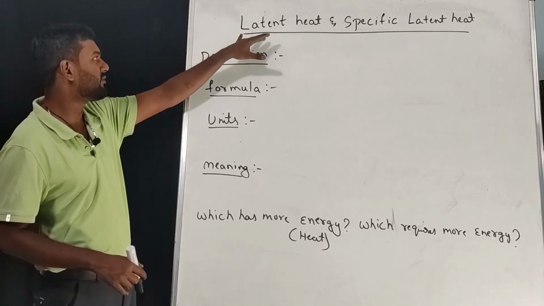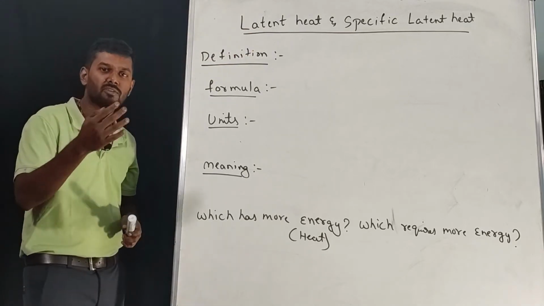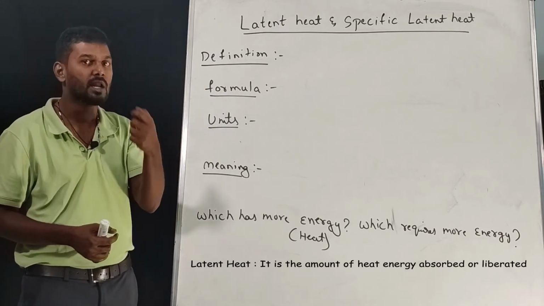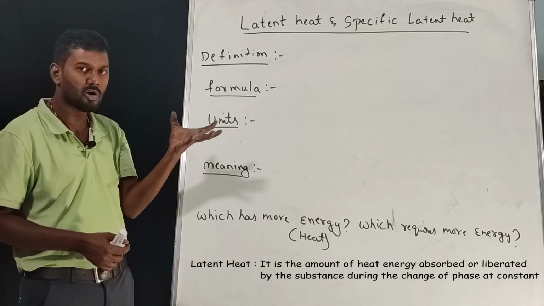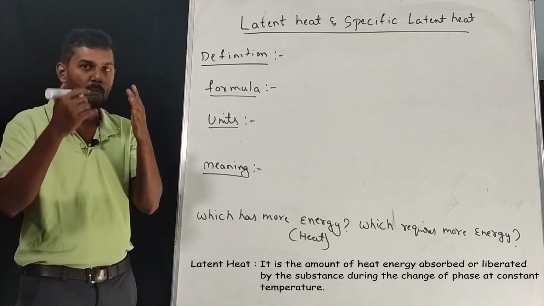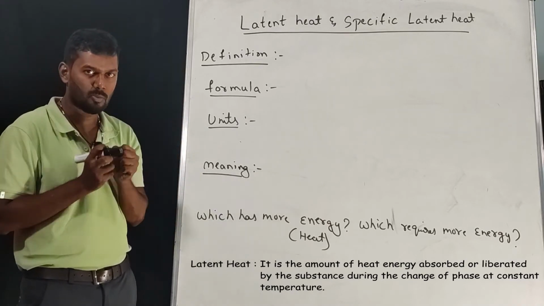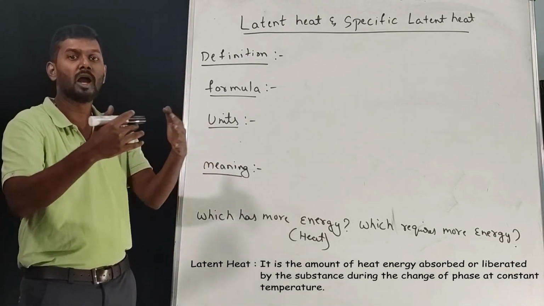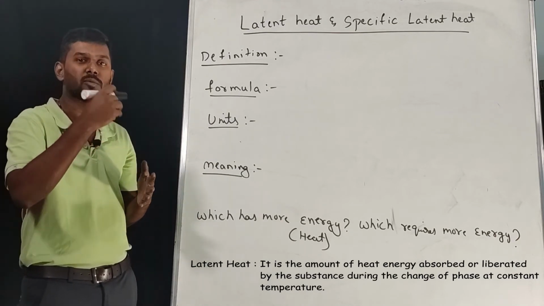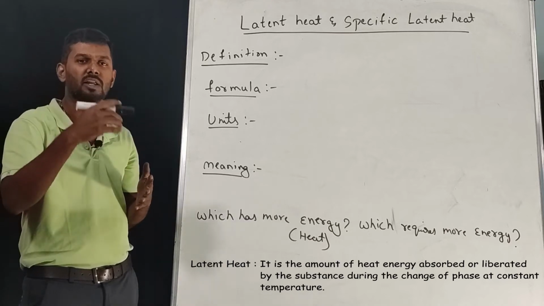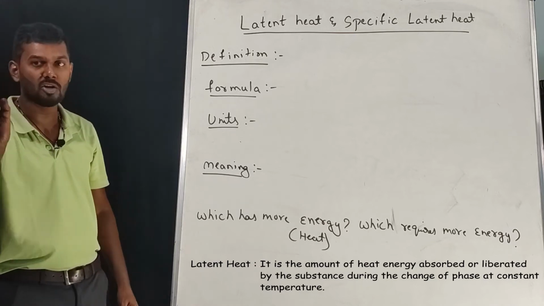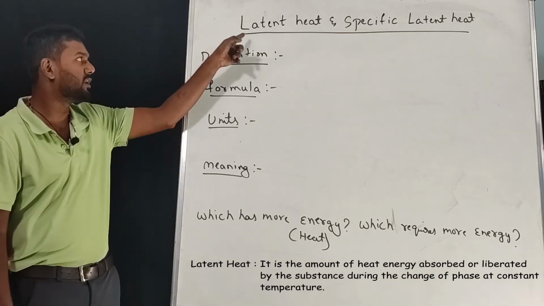Now first we'll understand the definition of latent heat. The definition of latent heat is the amount of heat energy absorbed or liberated by a body during the change of phase. What do you mean by during the change of phase? That is nothing but from solid to liquid, liquid to solid, liquid to gas, any change of phase at a constant temperature. That is the definition of latent heat.